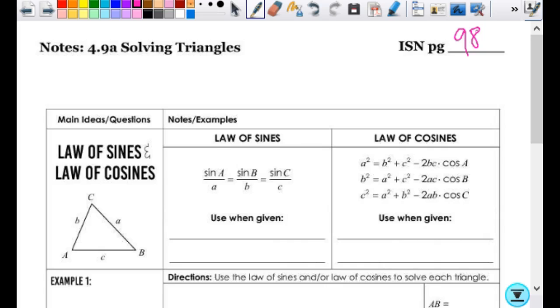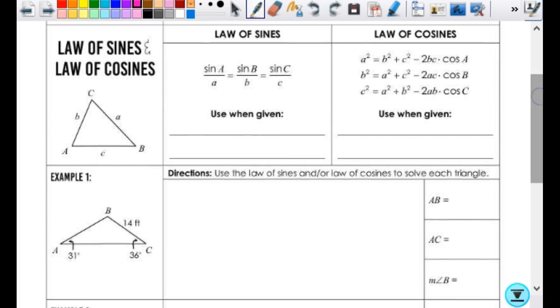So we have talked about law of sines and law of cosines. Today we're going to look at solving triangles, which basically just means you have to decide which one you're going to use, and we find everything. We don't just find a side or just find an angle. So here are the law of sines and law of cosines together, all written out for you.